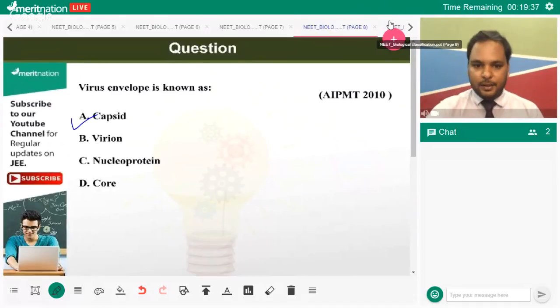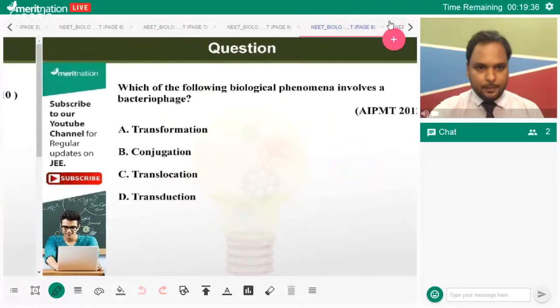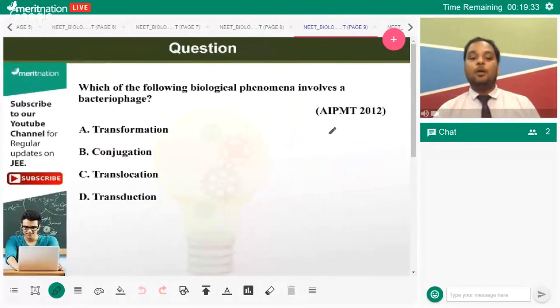Now I have another question for all of you. Which of the following biological phenomena involves a bacteriophage? This is a combination of the bacteria as well as the virus part. This question belongs to both topics. Many people have started giving answers. Very good.